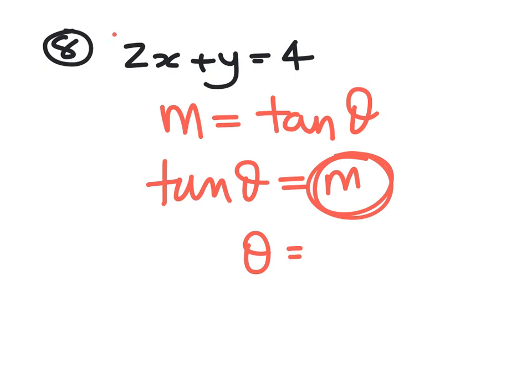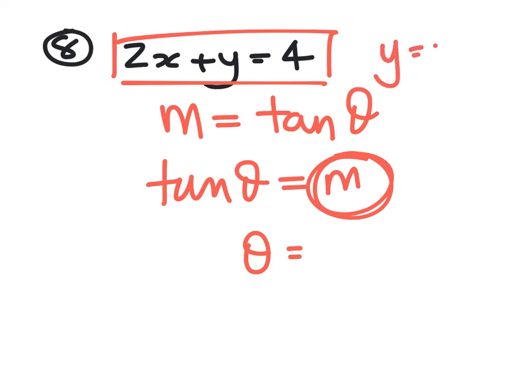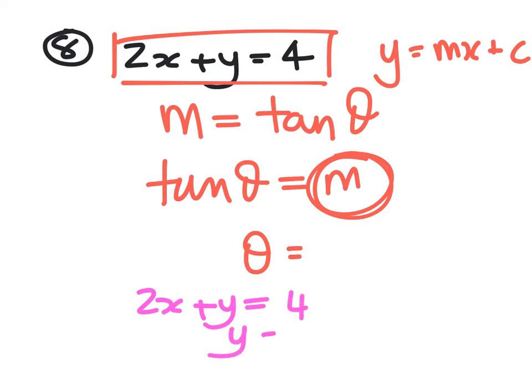So how do I get the m? I need to go back up to my original equation and rearrange it to y equals mx add c. So take your 2x plus y equals 4, rewrite it as y equals, that will give you the m, which we can plug in here, and then we can do inverse tan on our calculator of that number, and that will hopefully give us the angle.